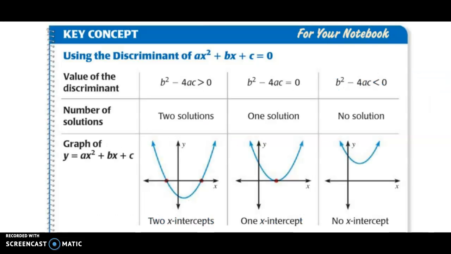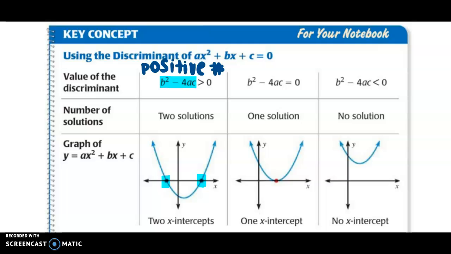The value of the discriminant plays a role in the number of solutions for a given quadratic equation. So if the value of the discriminant is greater than 0, or another way to say that is a positive number, then there are 2 solutions. And remember, on the graph, those 2 solutions means there are 2 different x-intercepts.